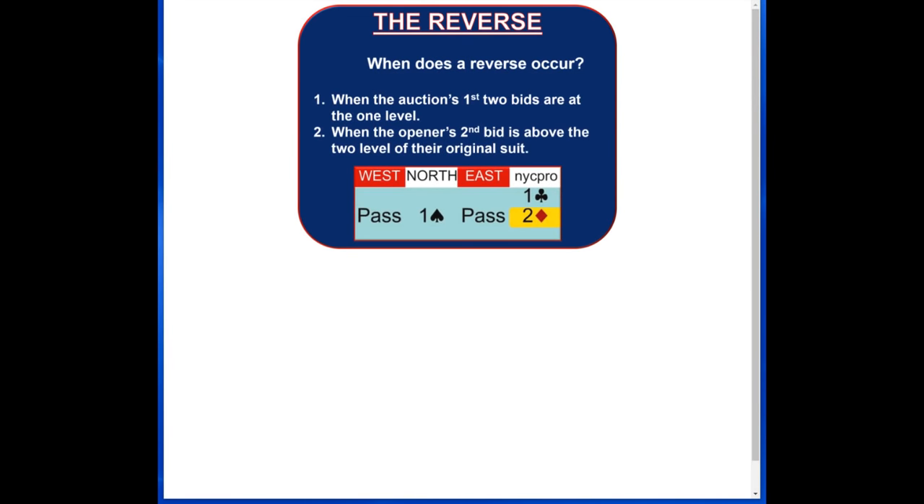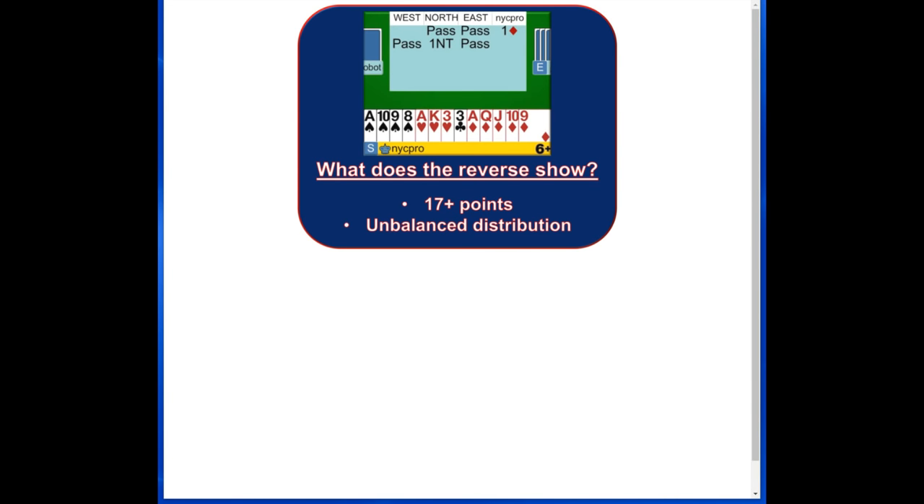So let's go back to our screen here, and let's take a look at the next slide. The reverse shows 17 plus points. And that previous screen is exactly how we get there. Now, if partner only has 6 points, we need to have at least 17 to be able to get us to the three level comfortably, right? So where we're not going to be going down frequently. Hopefully we're going to make most of those contracts or above, if partner has a better hand.